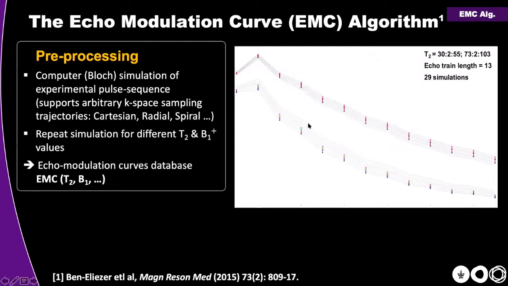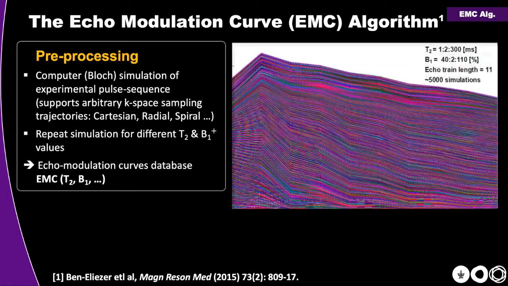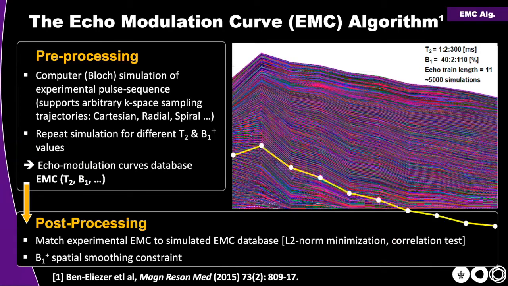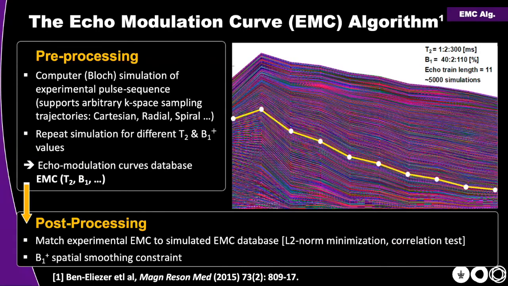And here you can see an example of a few echo modulation curves for different T2 values. You see how they behave. And what we do in order to map T2 values experimentally is create a dictionary of echo modulation curves, and then match between the experimental signal and the dictionary. Because we're using a multi-echo spin echo protocol, the encoding quality is very high.